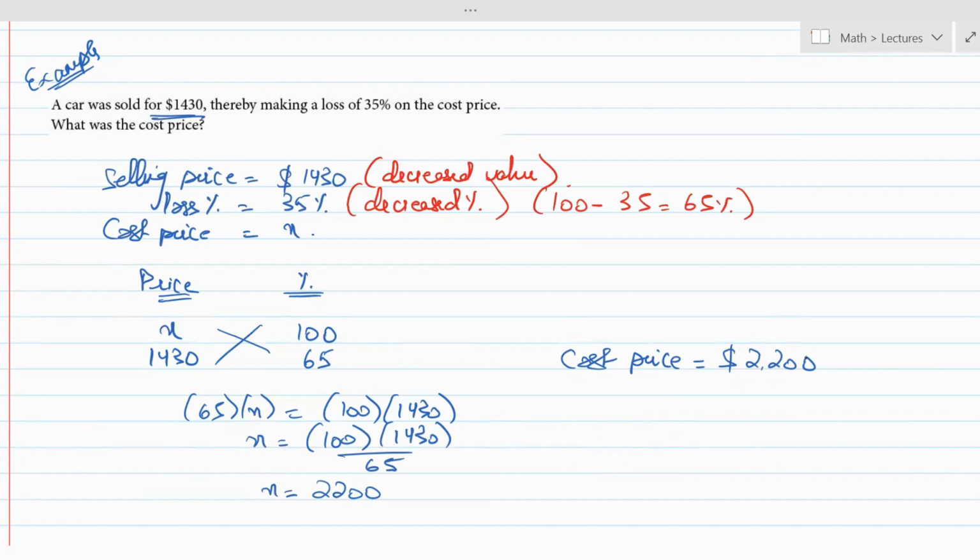So this was again a question you can relate to reverse percentages, where the decreased value was given to us, and we were supposed to find the original price or the original value.